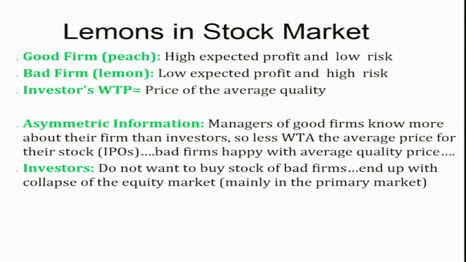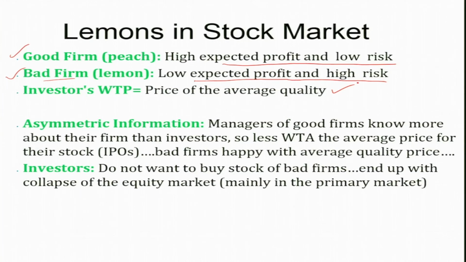So in the stock market, what is going to happen? You know that good firms, those we can call peaches, have high expected profit and low risk, and bad firms, that is lemons, have low expected profit and high risk. So the investors' willingness to pay is going to be the price of the average quality.